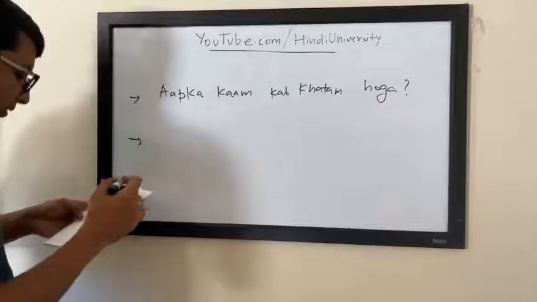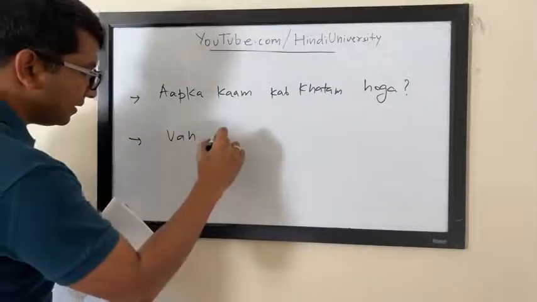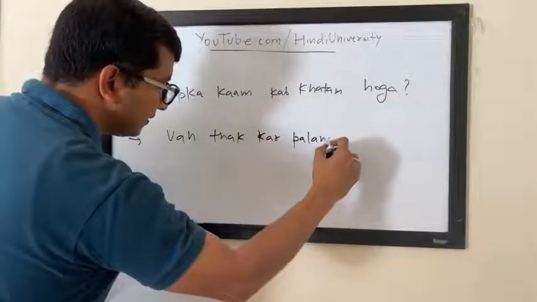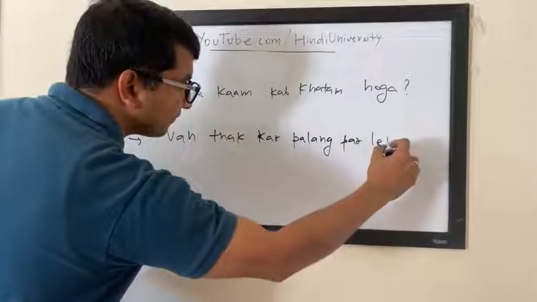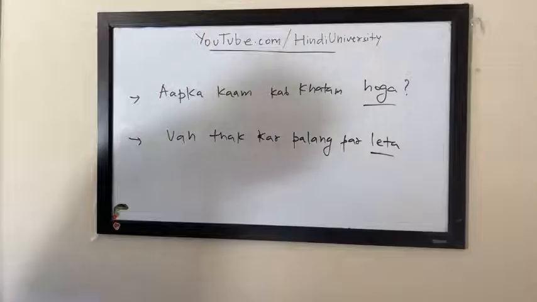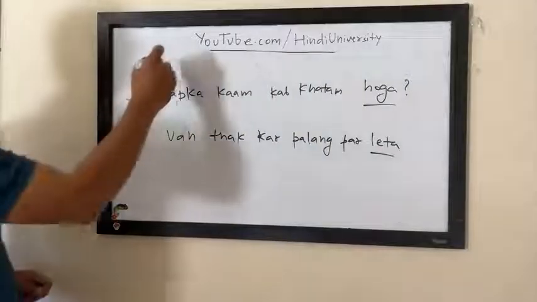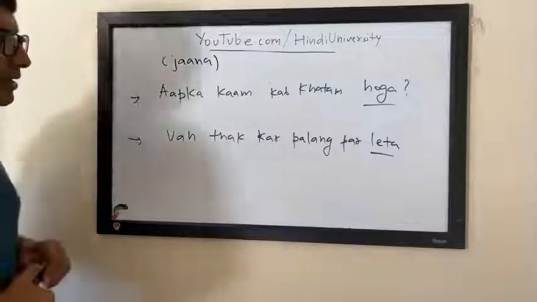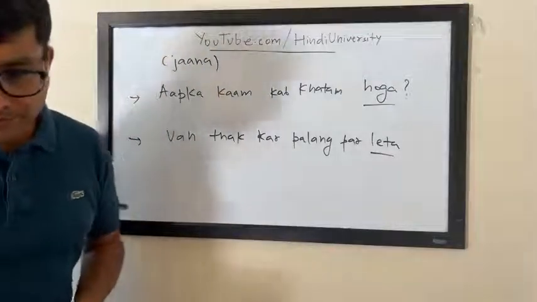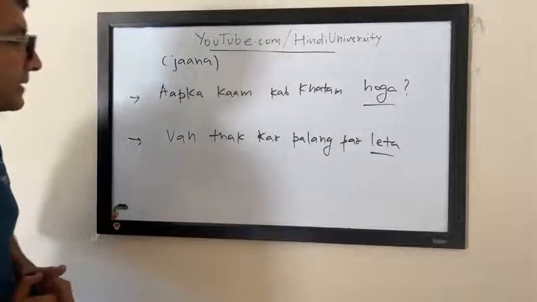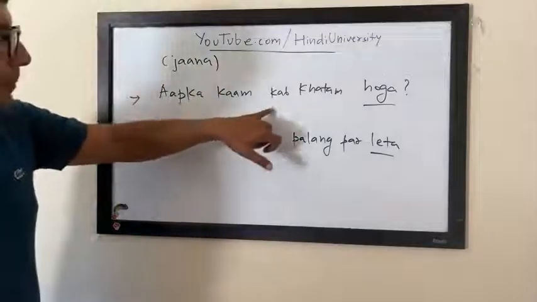And the second one is वह थक कर पलंग पर लेटा. You have two words and you have to transform the sentence to compound verbal formation with JAANA. So essentially the same two sentences, you just have to change it by adding JAANA to the main verbs. That's it. And try to keep the tenses the same. आपका काम कब खत्म होगा?